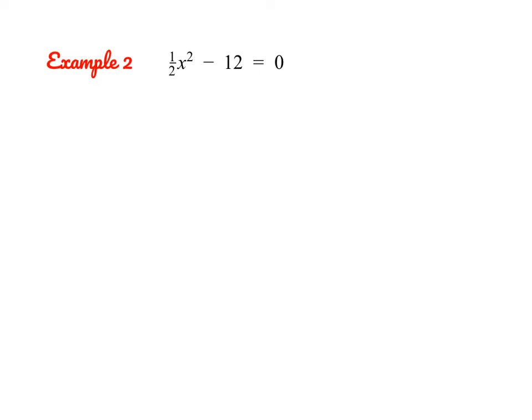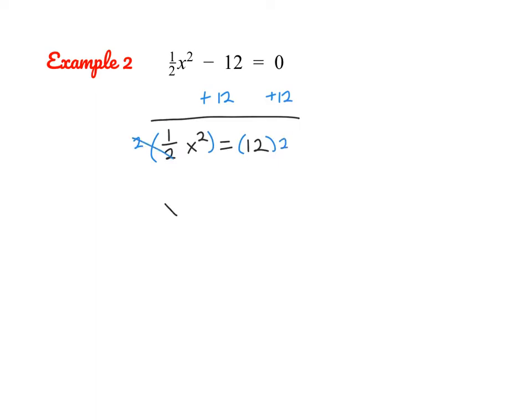Okay, let's try one more together. Again, I see my x squared term and there's no x term, so that tells us the square root method is a great one to pick. So let's start by moving that negative 12 using addition. We'll move it to the right side of the equation. And we get this. And we still need to clear this 1/2, and we can do that by multiplying both sides of our equation by 2.